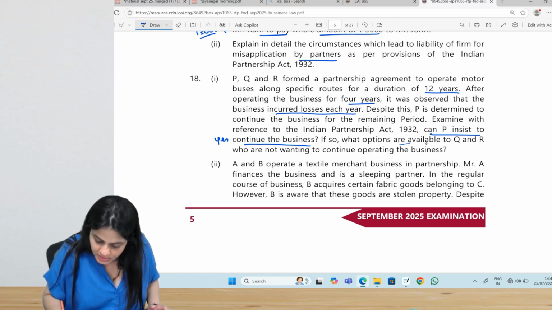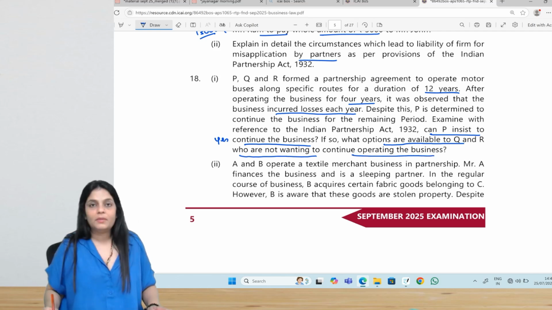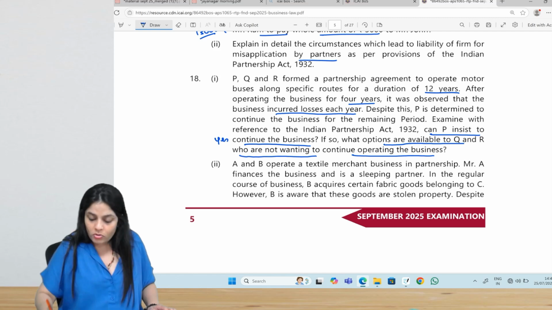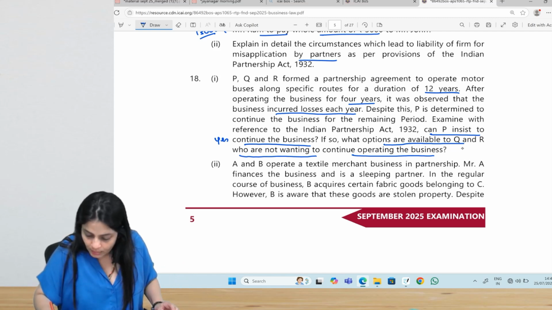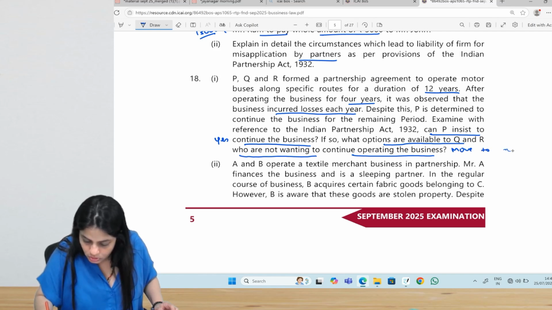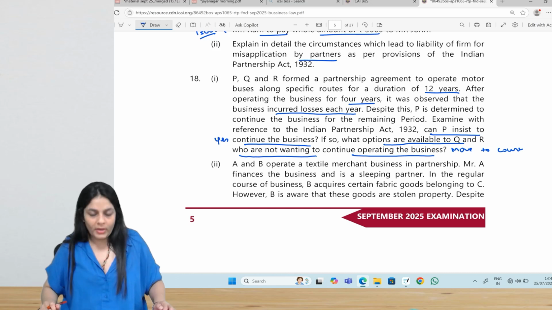If so, what options are available to Q and R who do not want to continue operating the business? If consent of all is not given, they can move to the court to dissolve the firm, right?